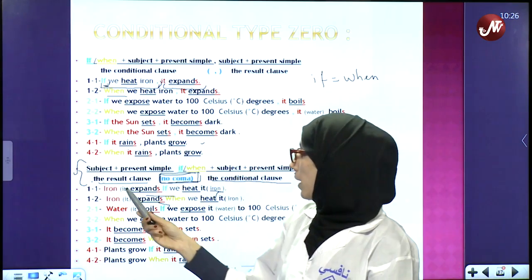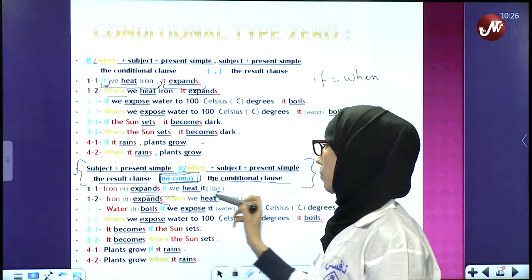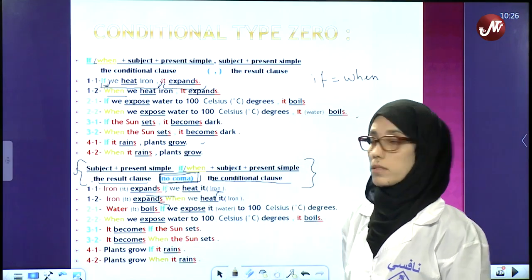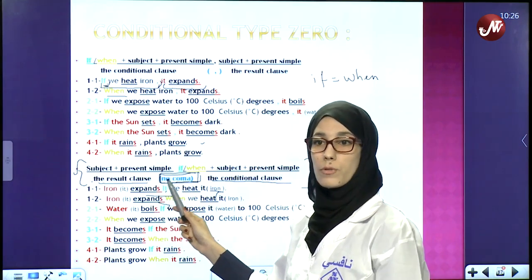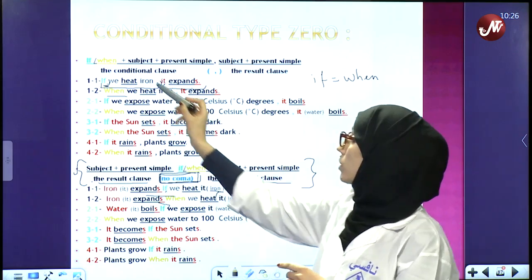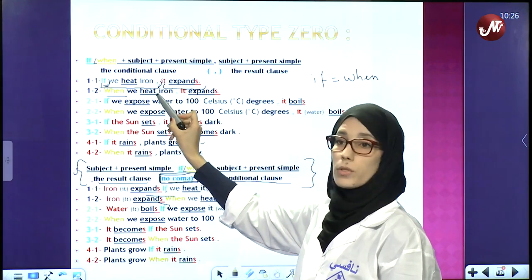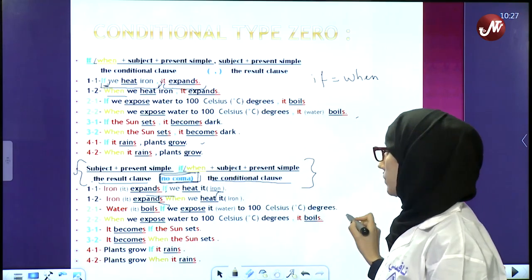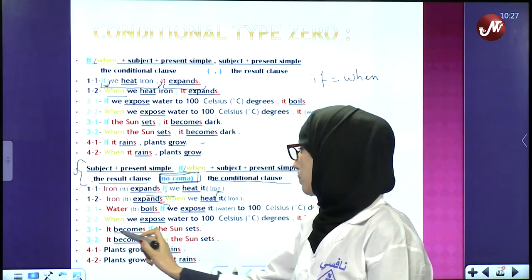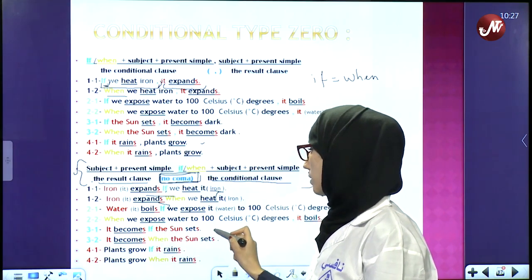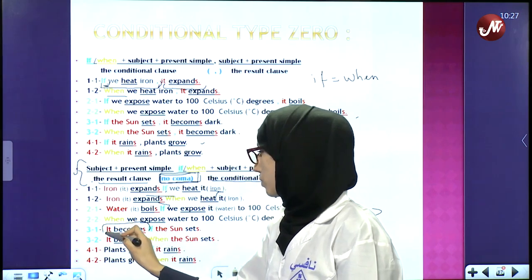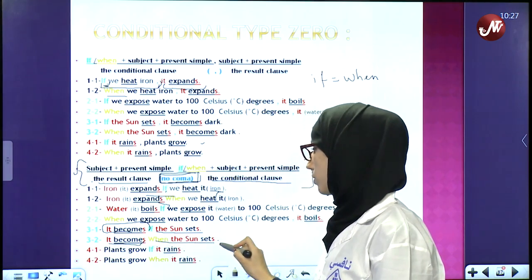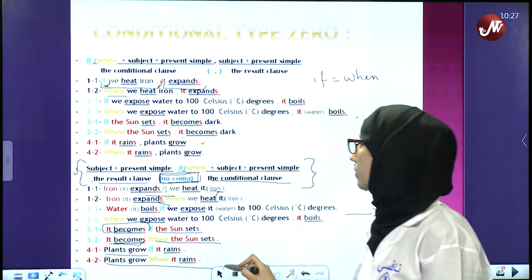Okay? So, iron expands if we hit it. Here we don't have a comma because we have started with the result. Remember, always when we start with the result clause, we do not have to put a comma. If we start with the conditional clause, we have to put a comma between them to separate the two clauses. Then here it becomes, the sun sets, always we have reversed. We start with the result, then the conditional. The same thing for all the sentences.